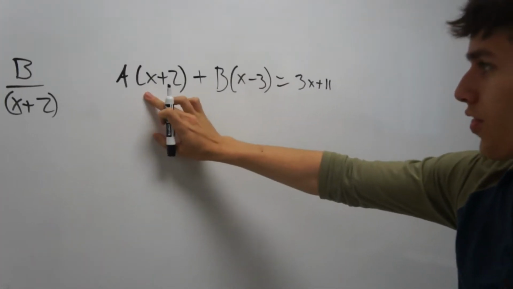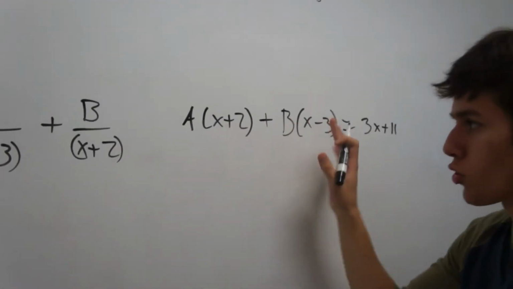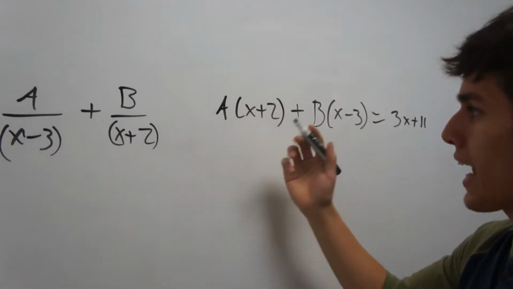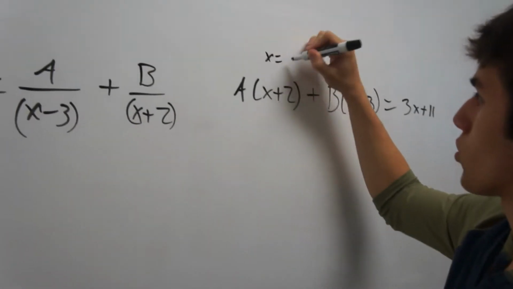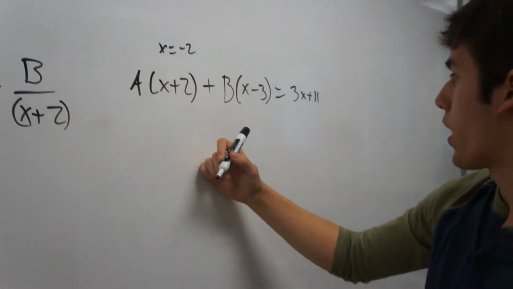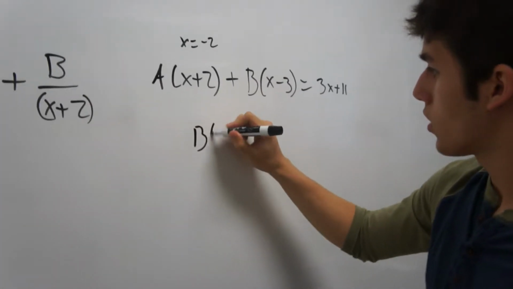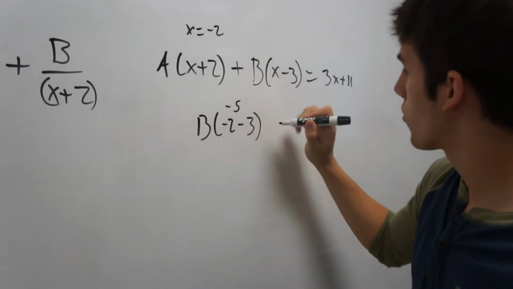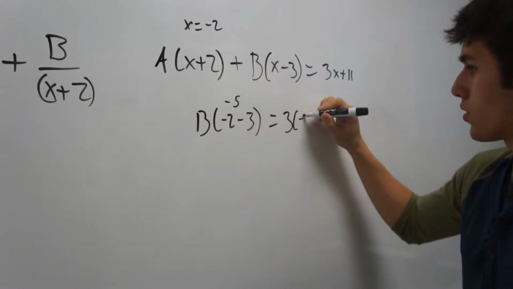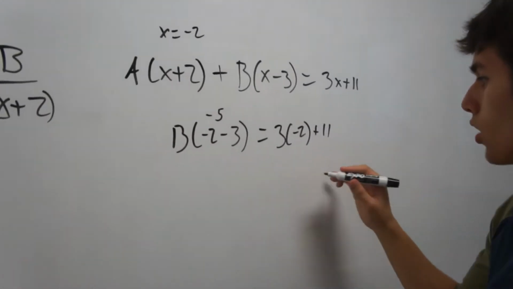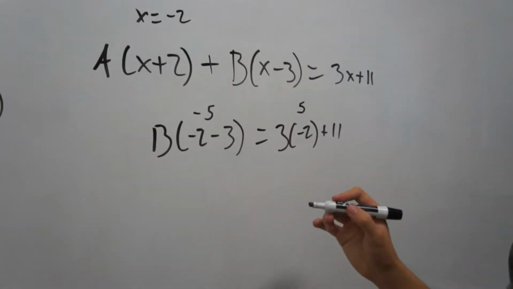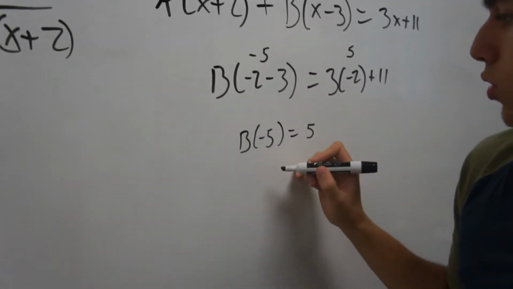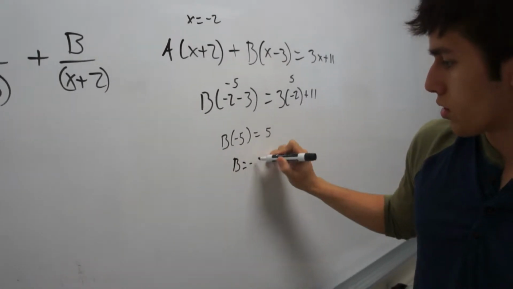Now what we want to do is set the a or the b equal to 0 first, whichever one you do is whatever. So let's do the a first. x is equal to negative 2, which makes this whole thing 0, making a equal to 0. So if we set x equals negative 2, then we have b times negative 2 minus 3, which is just negative 5, equals 3 times negative 2 plus 11, which equals positive 5. So we have b times negative 5 equals positive 5. When you divide this out, b equals negative 1.